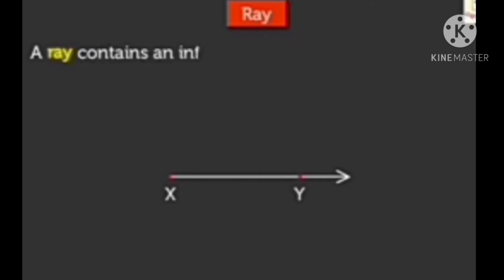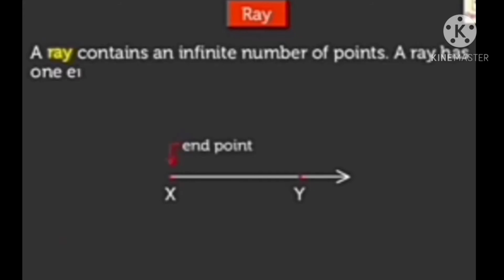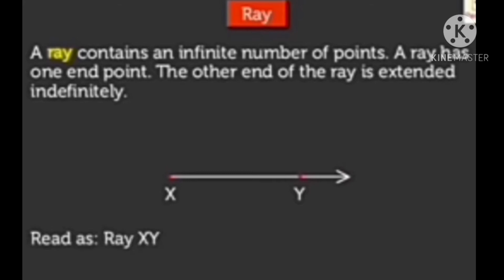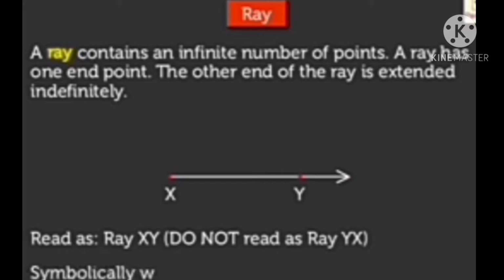Now about the ray. A ray contains an infinite number of points. A ray has one endpoint. The other end of the ray extends infinitely. Here XY indicates a ray, and it is read as ray XY, and we cannot read the ray as YX, and symbolically it is written as XY with an arrow above.